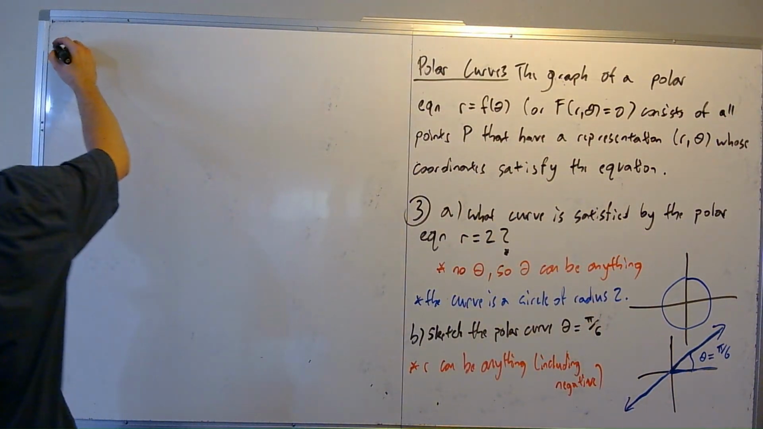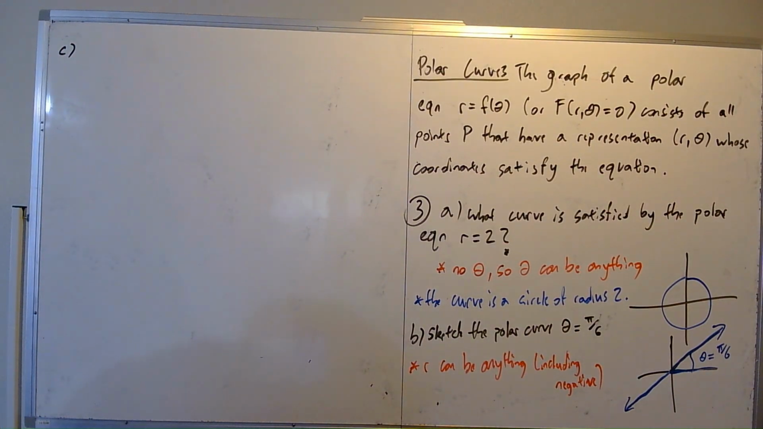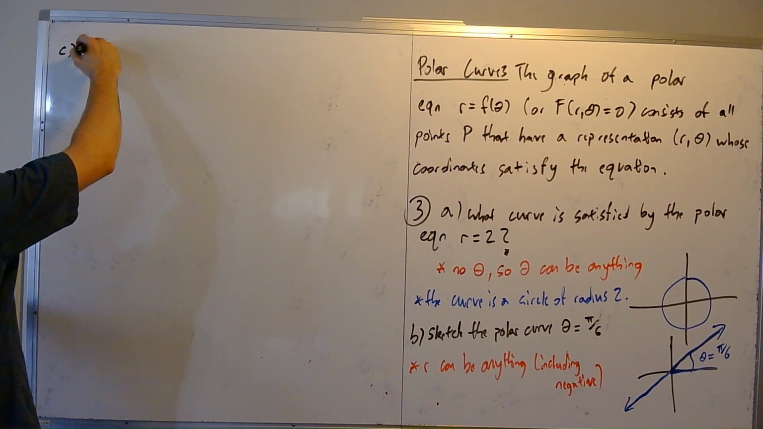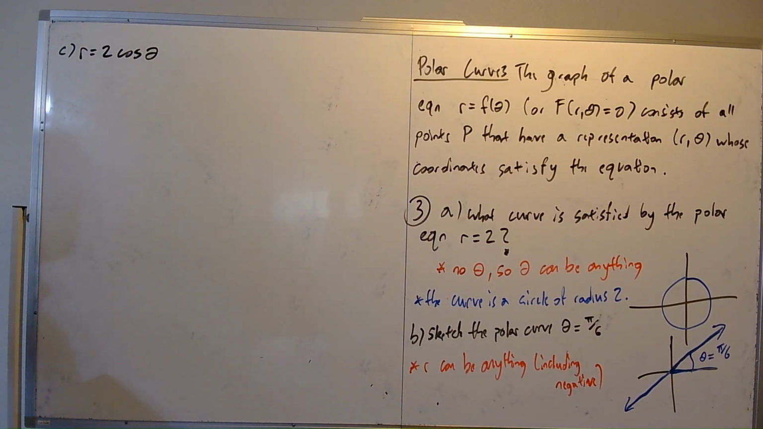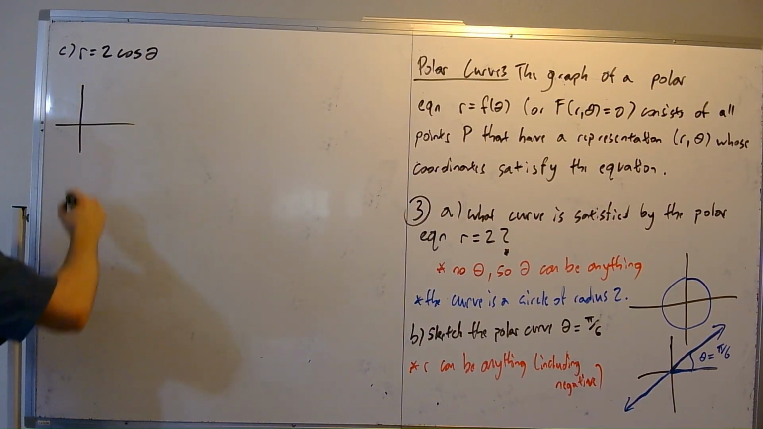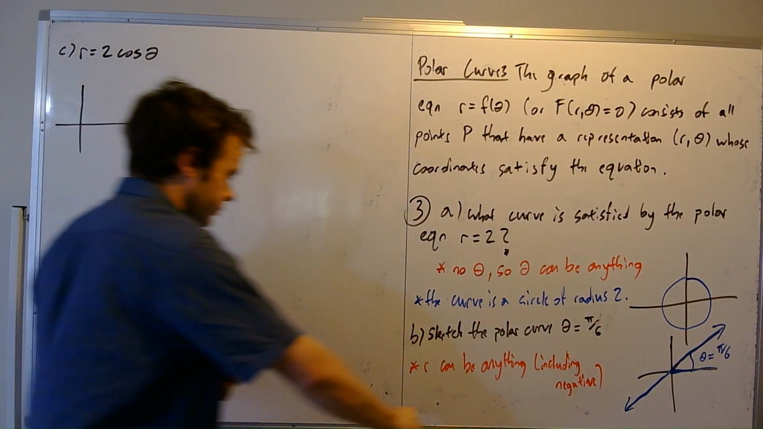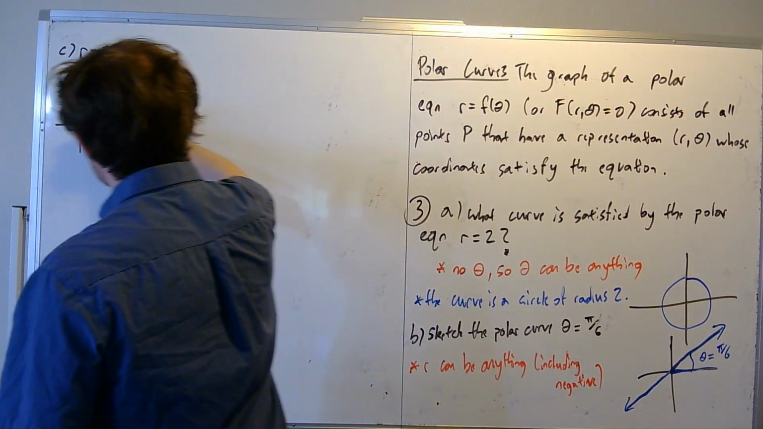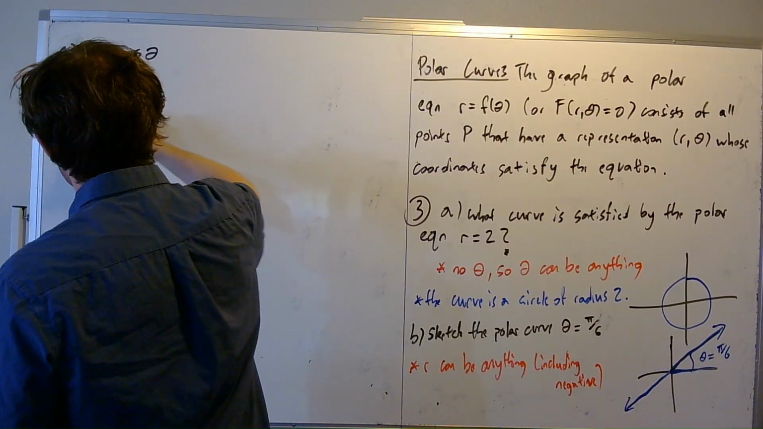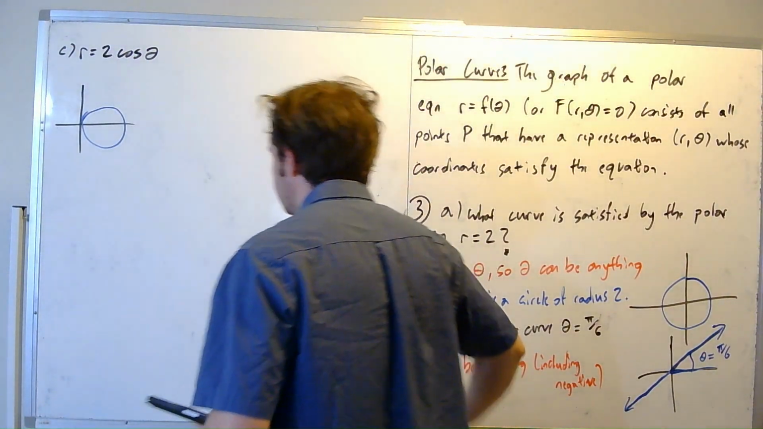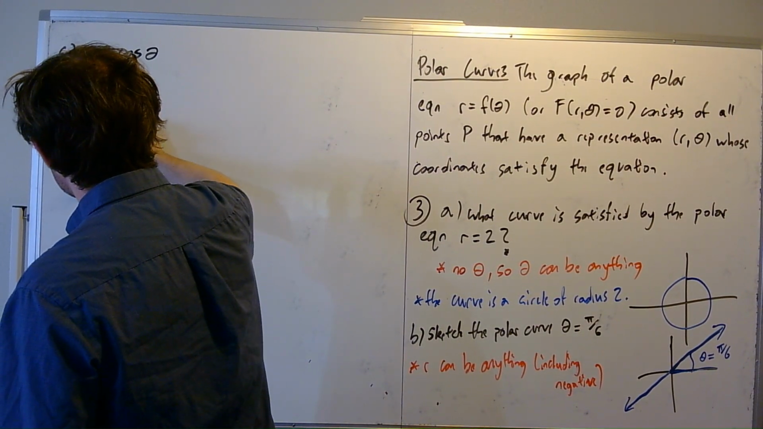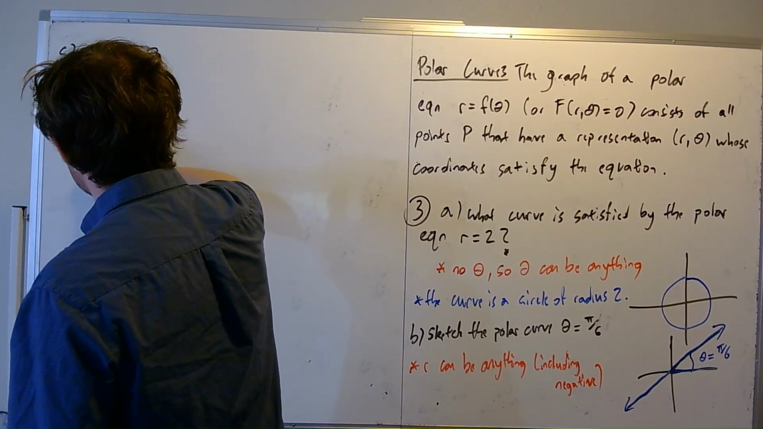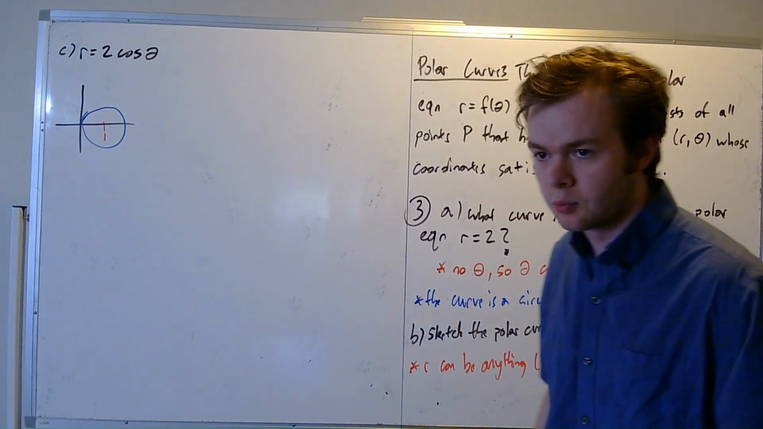So part C is going to be r equals 2 cosine theta. And again, I said just pick values of theta, plug it in, plot the points that you get, and eventually what you're going to come out with is a circle of radius 1 that's centered about this point here. So it's centered about the point (1, 0), and it's a circle of radius 1.